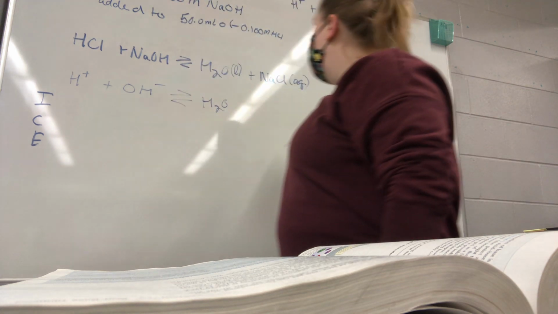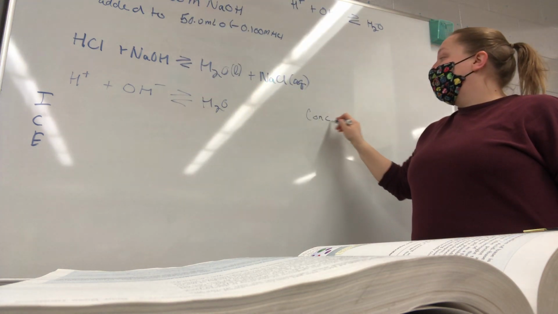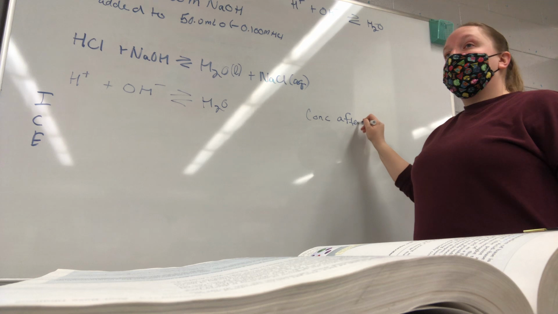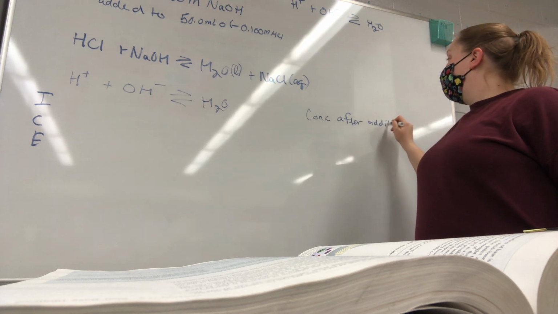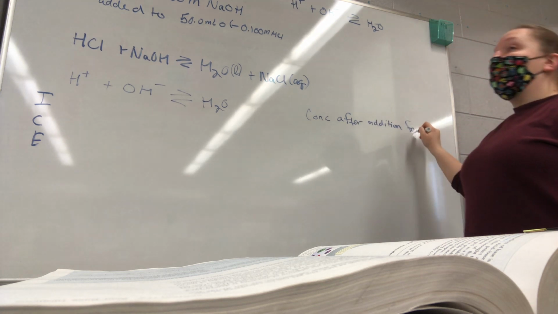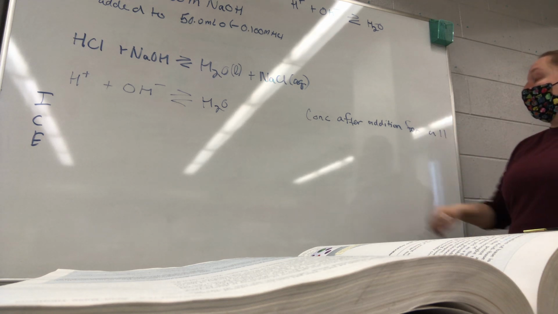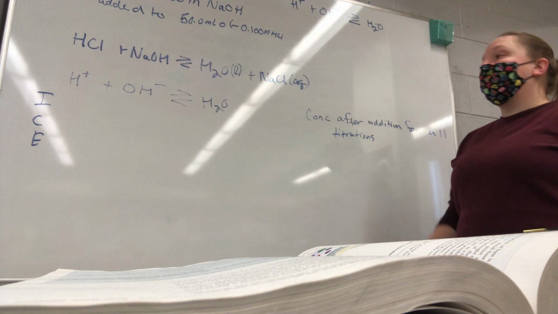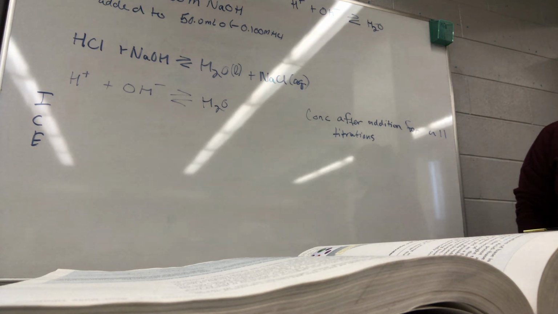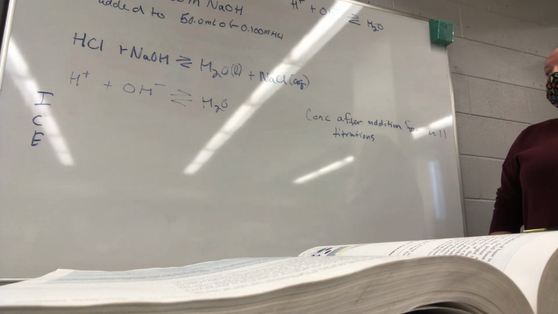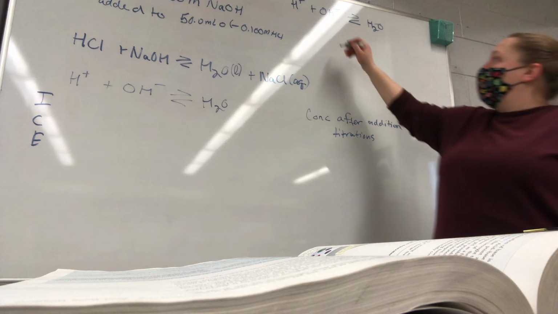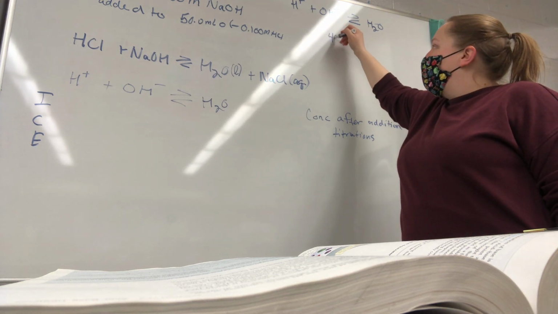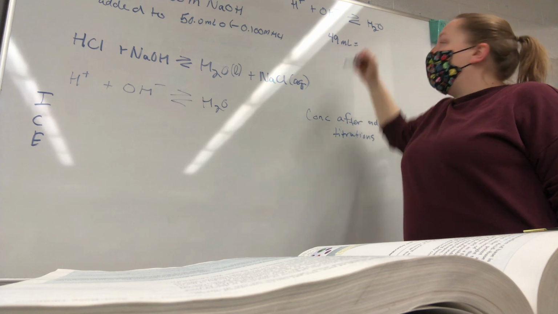We want to know concentration after addition for all titrations moving forward. So we have to do a little calculation before we can do the ice table calculation. So we start with 49 milliliters. How many liters is that?